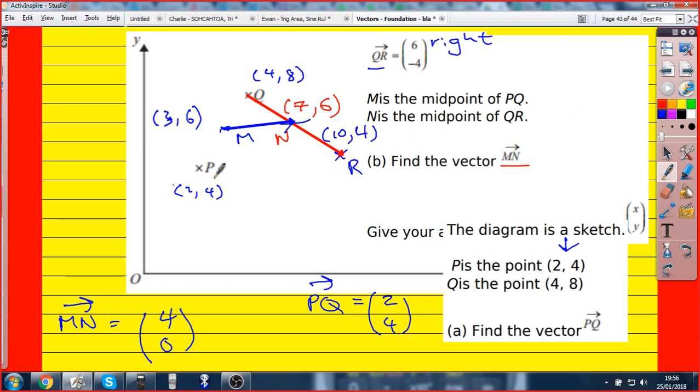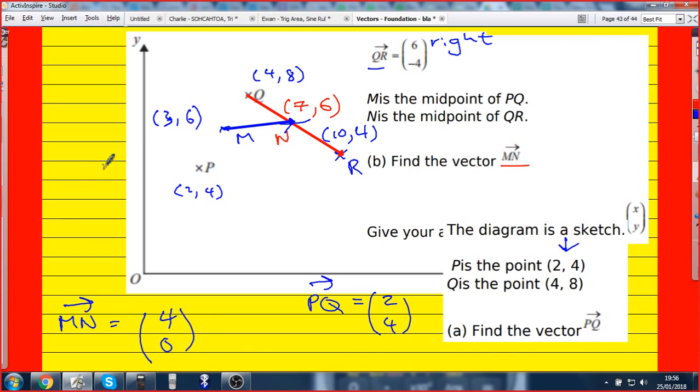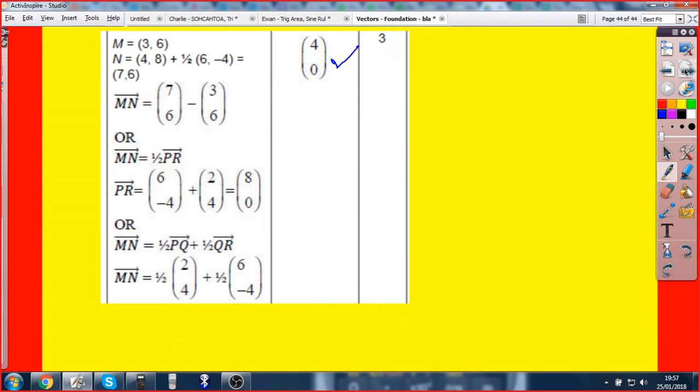Okay, so that one just required reading the question. But let's see. M was the midpoint of PQ. So we found the midpoint, it was 3, 6. N is the midpoint of QR. So first we had to find R by going 6 right and 4 down from Q. Then we found the midpoint of that, it was 7, 6. And then we had to find the vector from M to N. So from 3 to 7 is 4 right, and from 6 to 6 is 0 up or down. Or we can do it by subtracting. Any questions about that one? No. There's just a lot of reading involved.